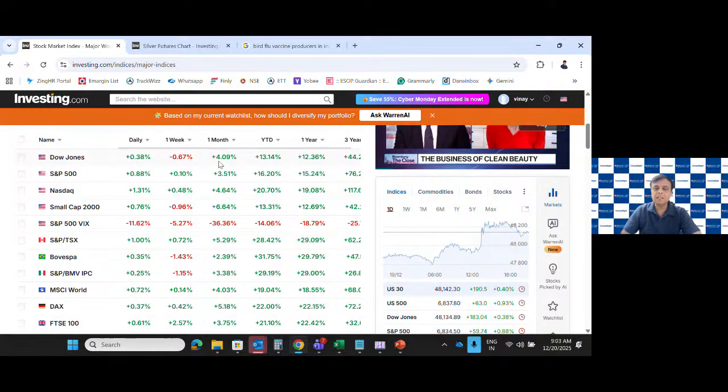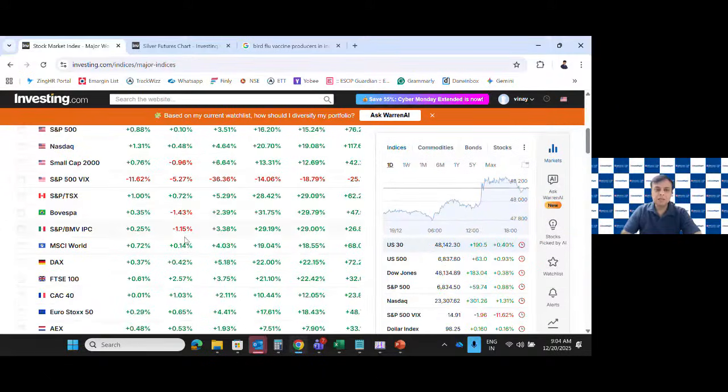As we can see over here, for the week the Dow Jones was down by 0.67%, but for the month it is up by more than 4%. S&P has had a 3.51% one-month return, and it has closed positive for the week. So S&P 500 has outperformed Dow Jones. Nasdaq, the US IT index, is up by 0.5% this week, and for the month it is 4.64%.